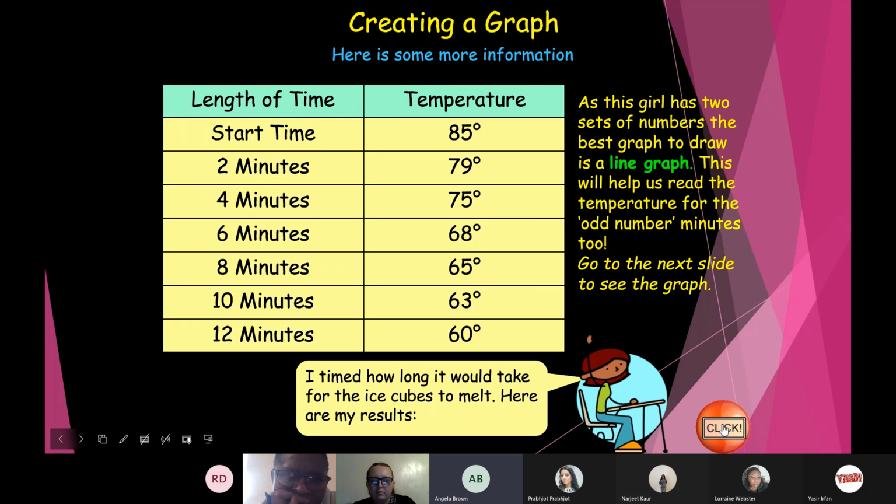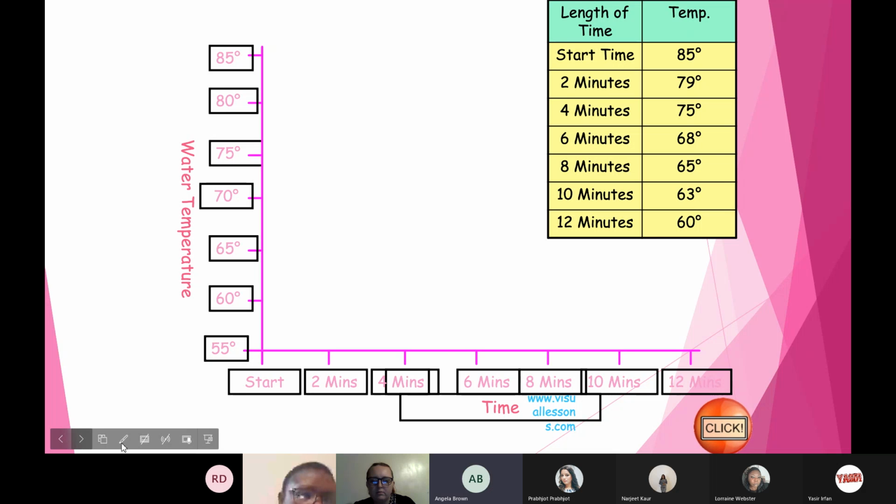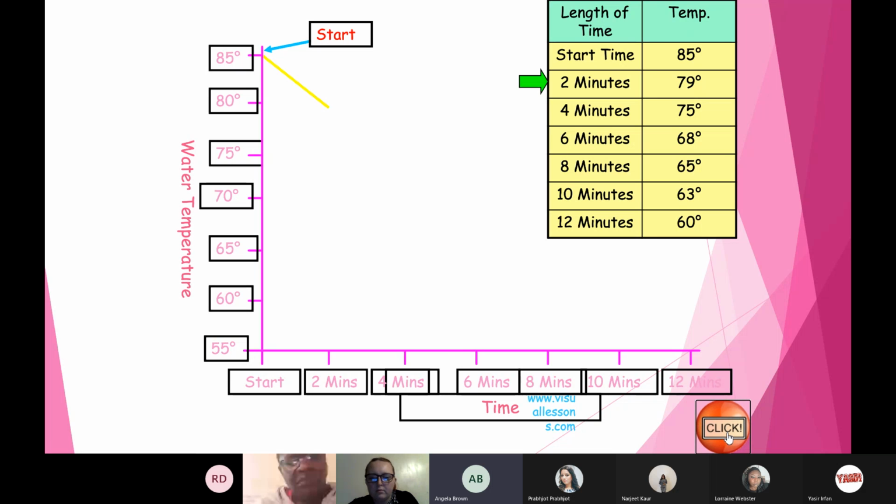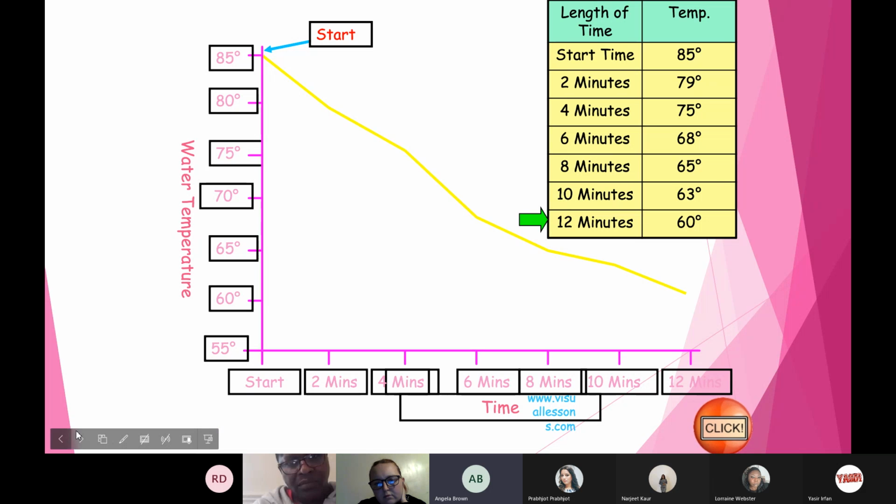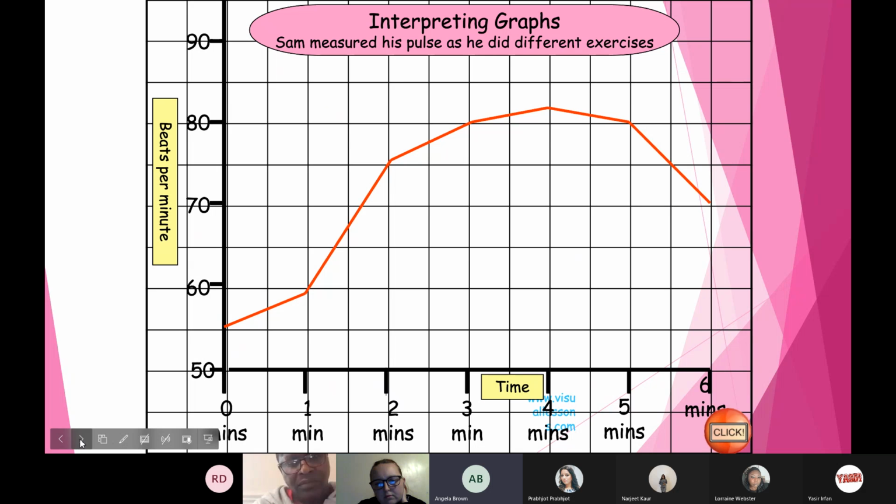You can then draw a line graph. And here's your line graph. There's your start time. At 2 minutes, 4 minutes, 6 minutes. And you can plot and see how long it took for the temperature to drop from the ice cube. So this is interactive, so you can do this afterwards when I've uploaded the PowerPoint.